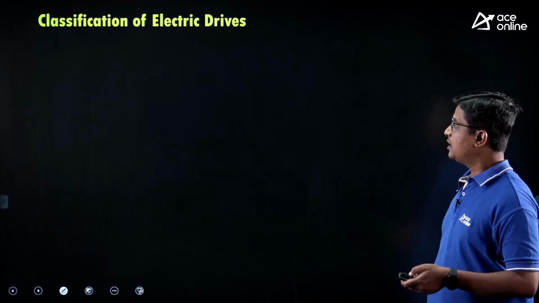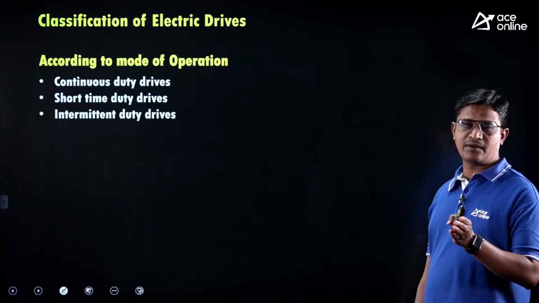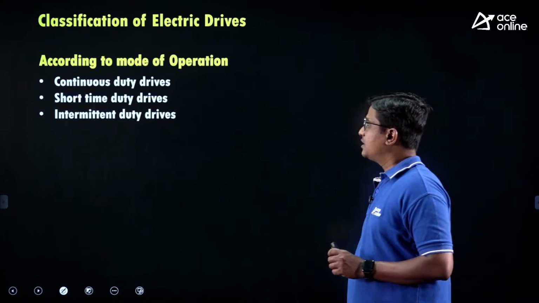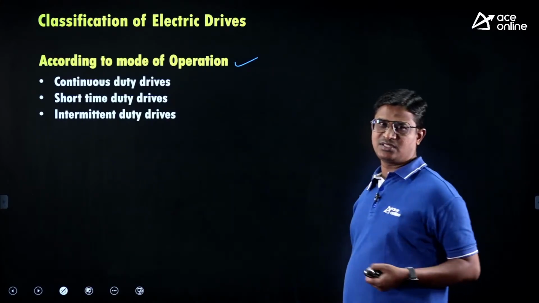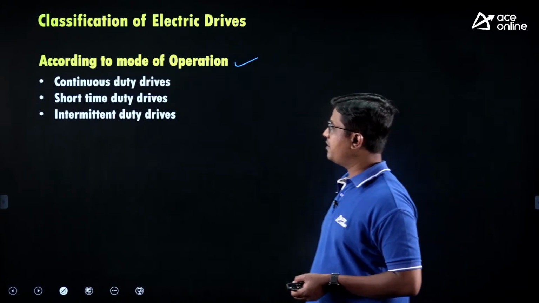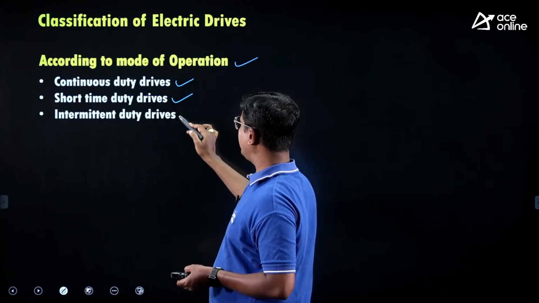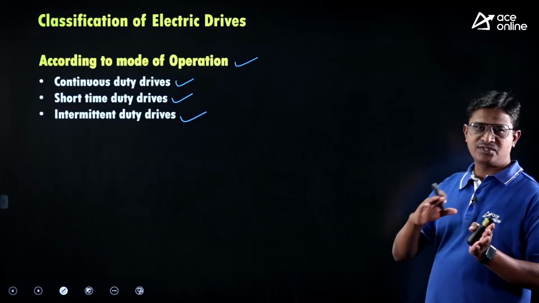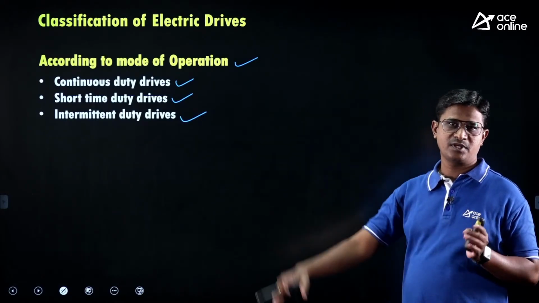Next, classification of electric drives. The first classification we discussed was AC drive and DC drive. Those were general, based on the motor. Next, according to the mode of operation, you may get a theory question based on this information. According to the mode of operation, electric drives have three types: continuous duty drive, short time duty drive, and intermittent duty drive. Continuous duty drive means the drive system in which the load on the motor is put for continuous time.